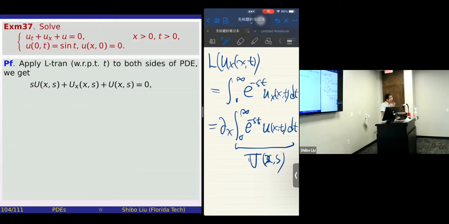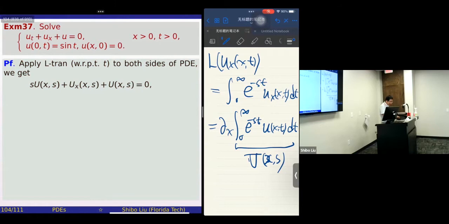I emphasize: previously, the Laplace transform of a single variable function is a new single variable function. But now we are dealing with a function of two variables. We take the Laplace transform with respect to one of the variables. Then the resulting function also has two variables. One of the variables is the original one, x. The other, s, replaces the original t. Well, this is the new equation we obtained.